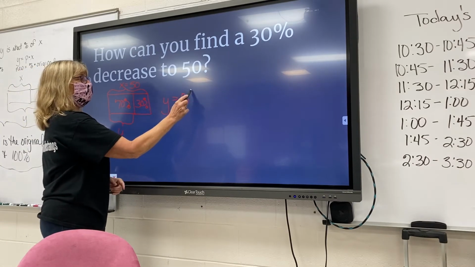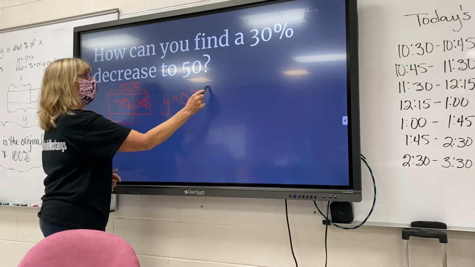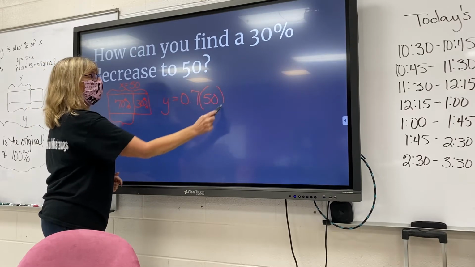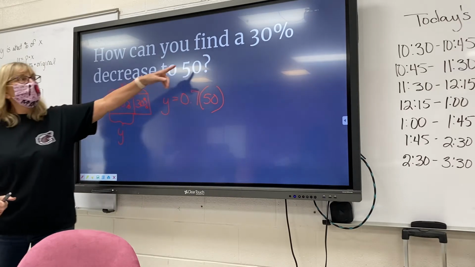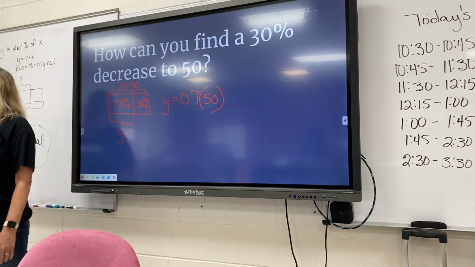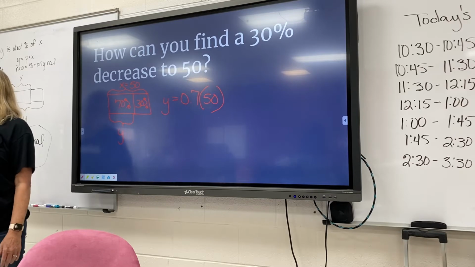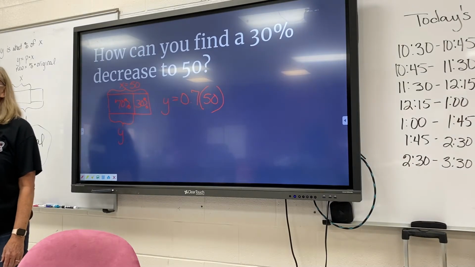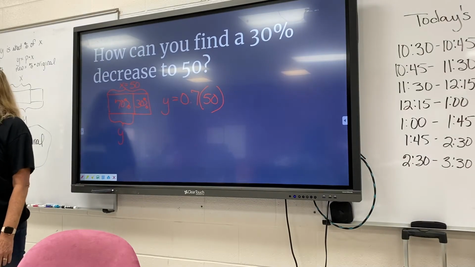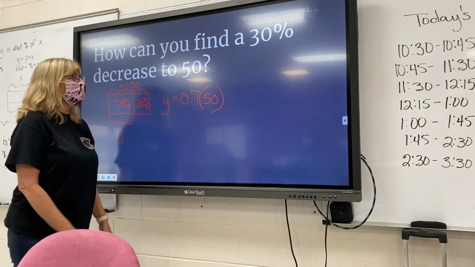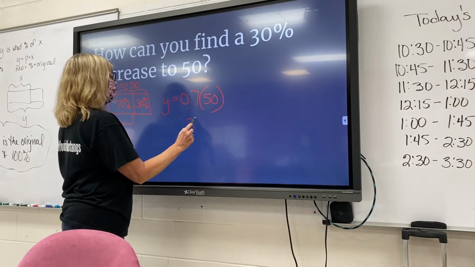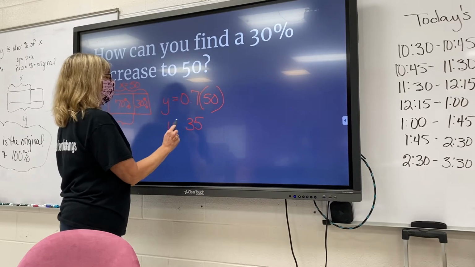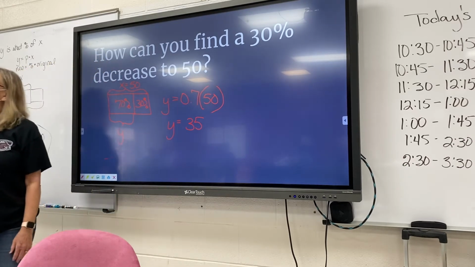I'm going to write it as a decimal of x. So I'm going to take 0.7, and it makes sense. If I'm decreasing it by 30%, if it's on sale for 30%, what percent am I going to pay? 70%, right? I'm not so concerned about the answer, but I think it's 35. Does that make sense?